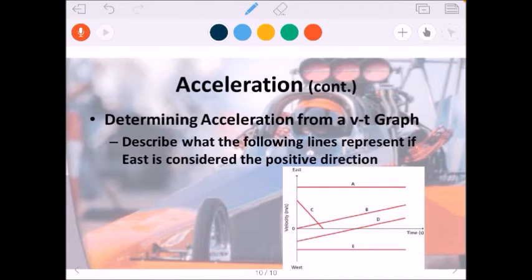Okay, so now that you've had a little bit of practice, let's describe what's happening in each of these lines, if east is considered the positive direction. So I want to point some things out here before you get started. First of all, 0 is located right here. That's my origin. Anywhere up is considered positive because that's the east direction. Anywhere down, which is the west direction, would be considered negative.